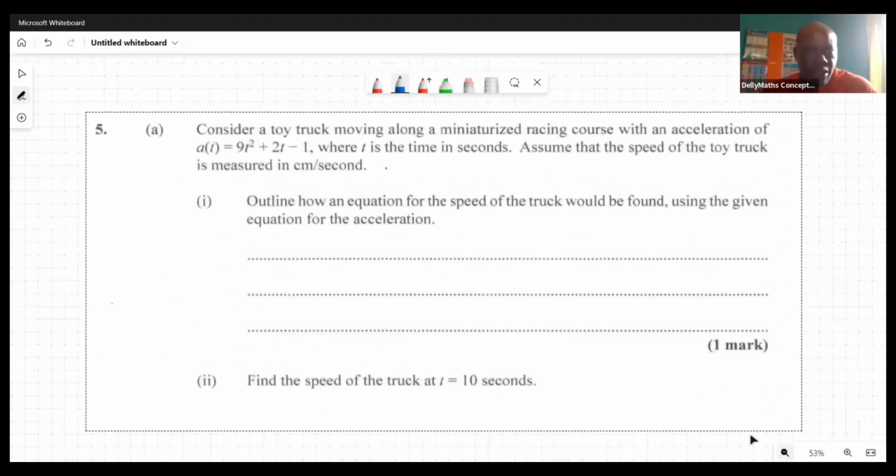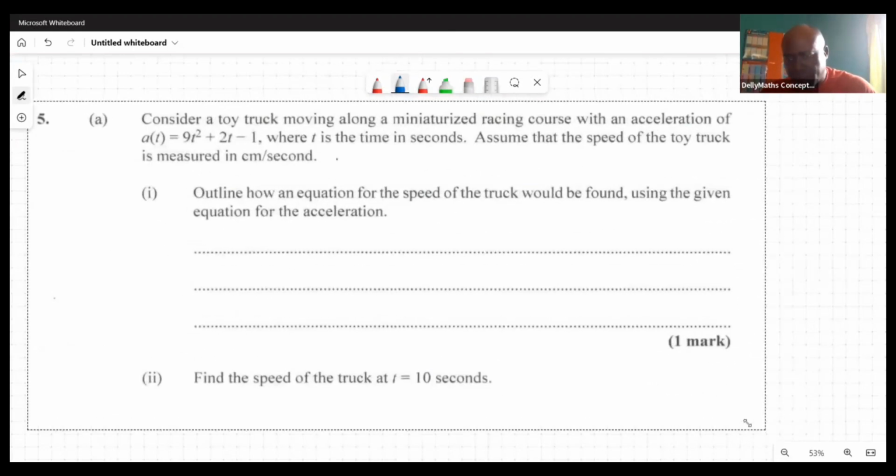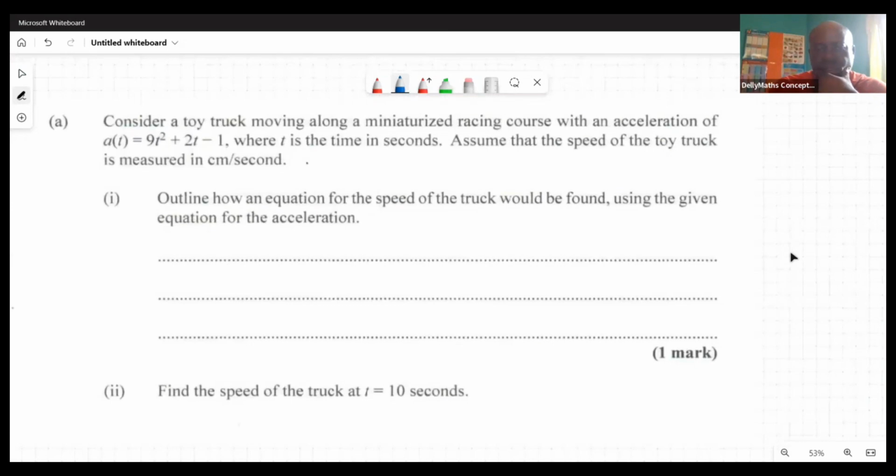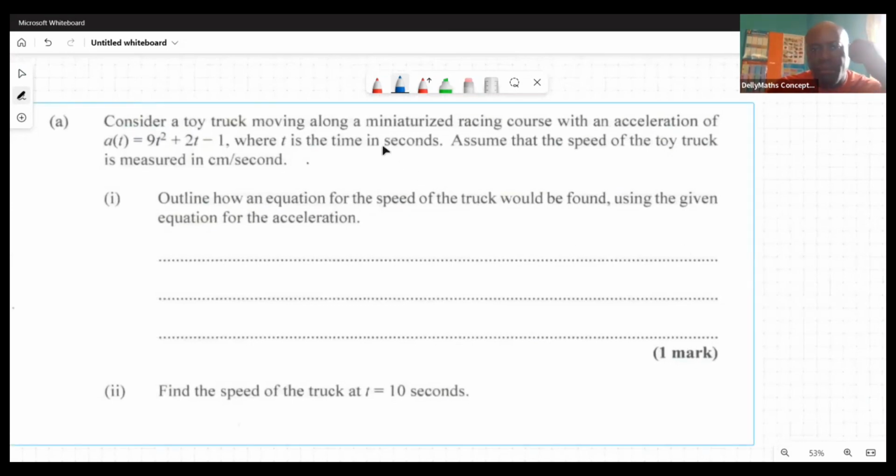So there it is. That is question 4. Question 5 says, consider a truck moving along a motorized racing course with an acceleration of 9t squared plus 2t minus 1, where t is time in seconds. Assume that the speed of the truck is measured in centimeters per second. Outline an equation for how the speed of the truck will be found, and find the speed using the equation.